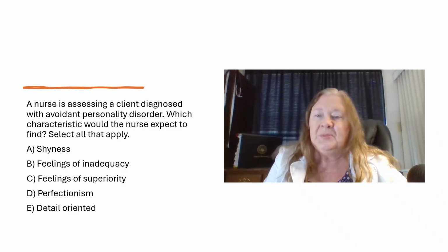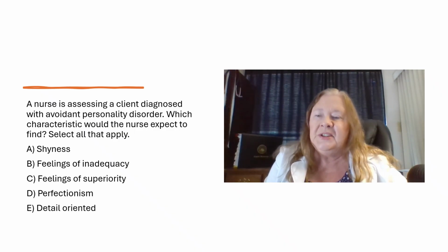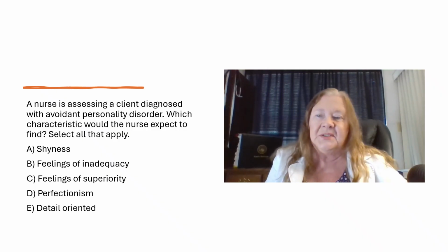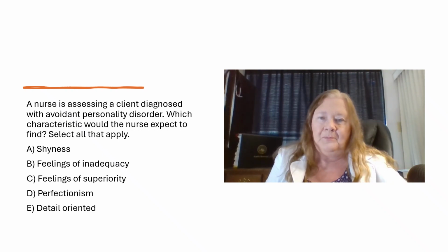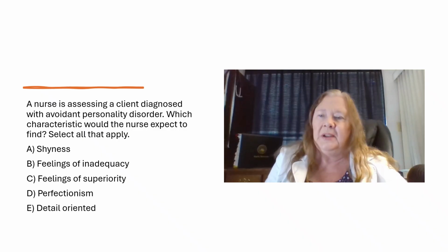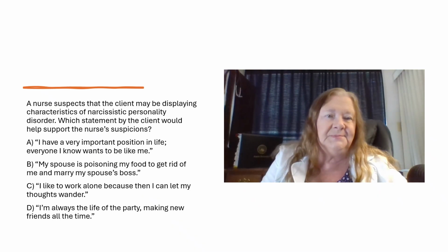And in obsessive compulsive personality disorder, people would exhibit perfectionism, intense involvement in details, to the point where they have a hard time making decisions and completing the tasks because they are so focused on the details. That's obsessive compulsive personality disorder. So the answers on that one are A and B, shyness and inadequacy. All right, let's look at the next one.